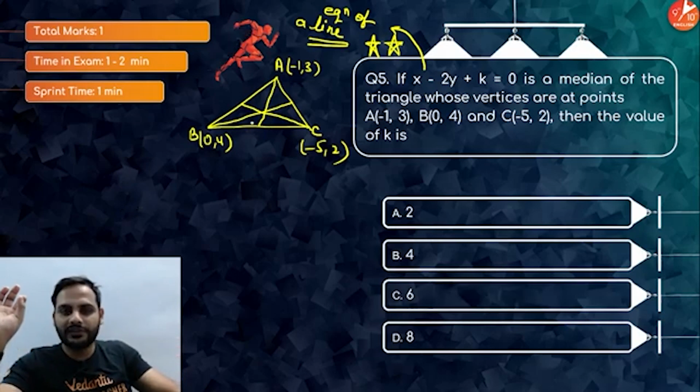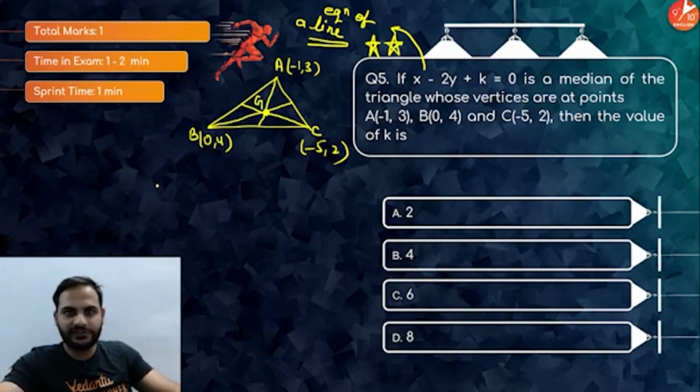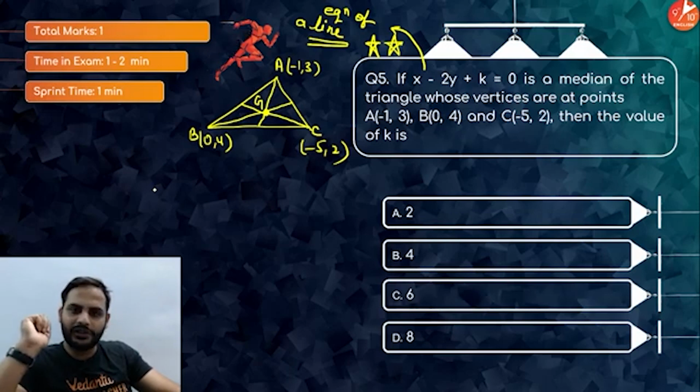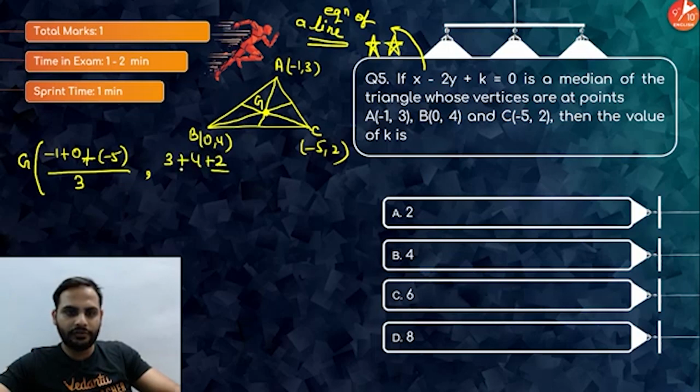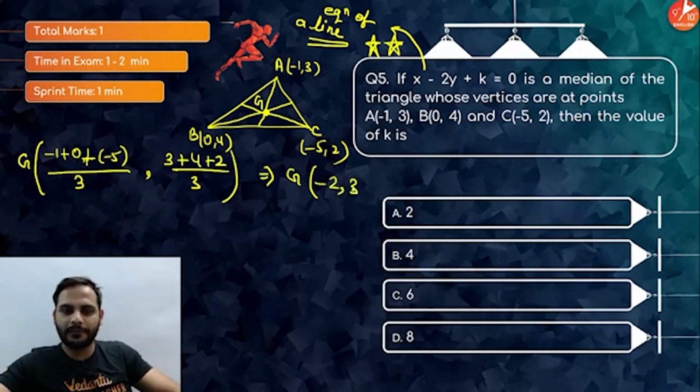But the main thing I know is all the medians pass through one point, which is the centroid. The centroid is the intersection point of all the medians. So let's find the coordinates of the centroid: x1 plus x2 plus x3, so minus 1 plus 0 plus minus 5, whole divided by 3, comma, 3 plus 4 plus 2, whole divided by 3. So you will get the centroid as minus 1 minus 5 is minus 6, by 3 is minus 2, and 3 plus 4 is 7, plus 2 is 9, by 3 is 3.